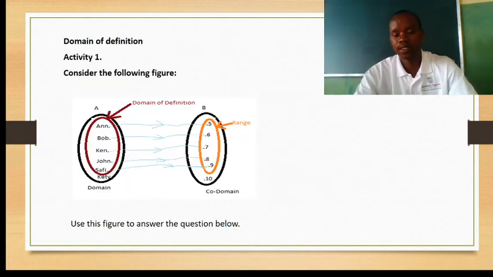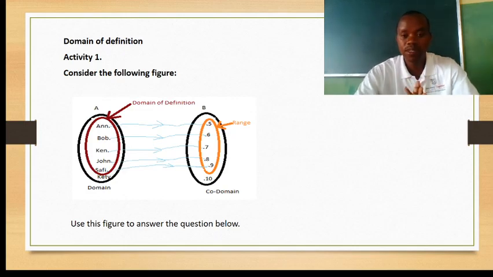Now let us start. Here we have the figure. It is not new for you because we have used it in the last lesson. It is a figure of Venn diagrams containing the elements, where set A is the set of elements and set B is the set of images. We have learned about the domain of definition, the range, and the mapping. Now, use this diagram to answer the questions below.